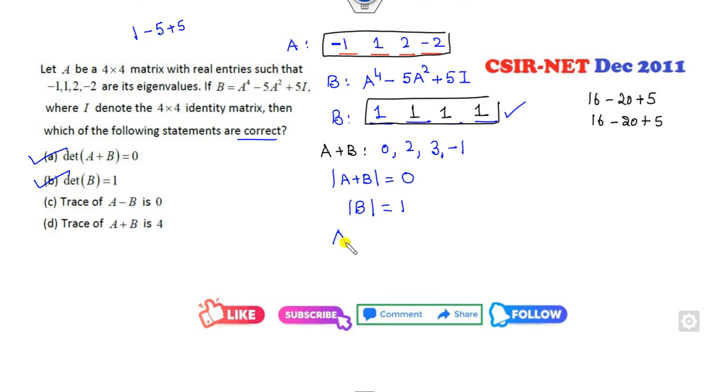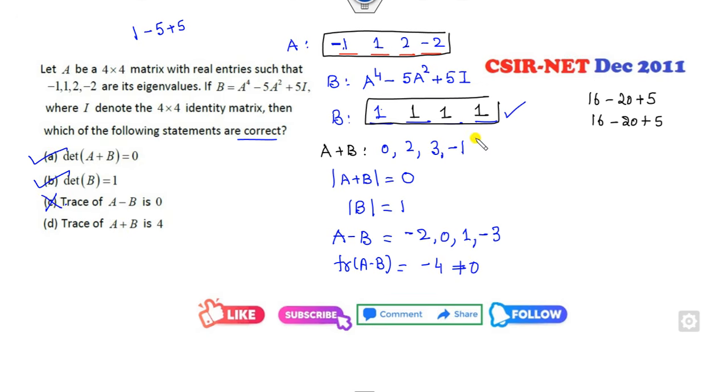Trace of A minus B: can you find the eigenvalues of A minus B? It's minus 2, 0, 1, minus 3. The trace of the matrix means the sum of the eigenvalues. So it is minus 4, which is non-zero. So this option is cancelled.